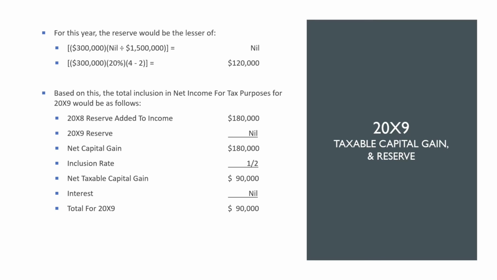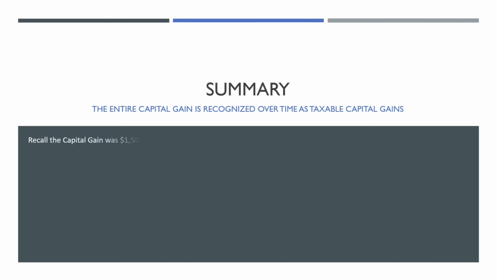Before we conclude, I'd like to quickly summarize. And I want us to observe that the entire capital gain is recognized over time as taxable capital gains. And here's what I mean. Recall that the original capital gain was 1.5 million, subtract 1.2 million, or $300,000. If we were to take that and apply the inclusion rate, we get a taxable capital gain of $150,000.